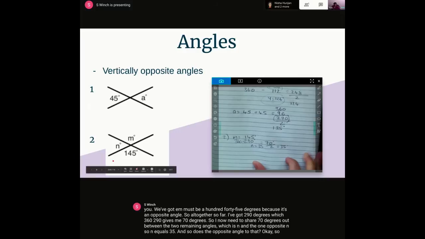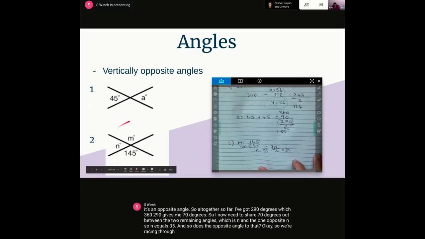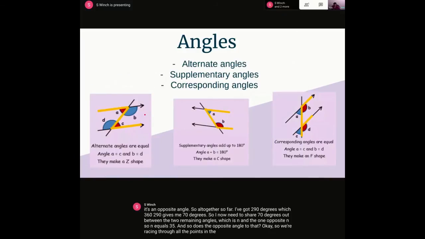Okay, so we're racing through all the points. In fact, there's 2 more to go. We're going to look at now alternate, supplementary, and corresponding angles. Now, another term for supplementary might be co-interior. They are angles within the parallel lines. But we'll start off with alternate angles.